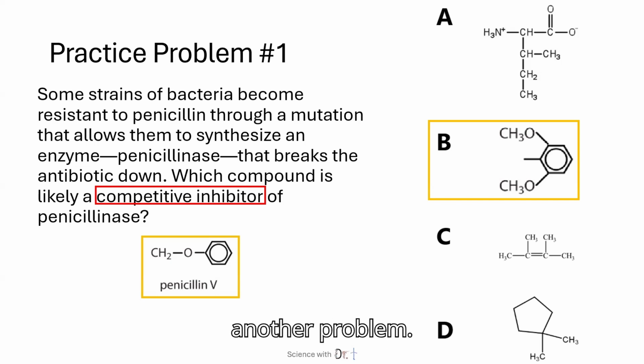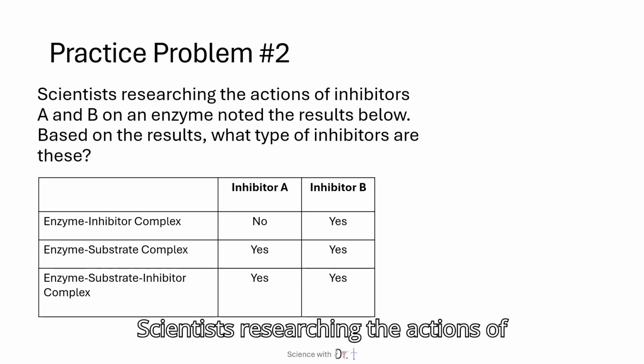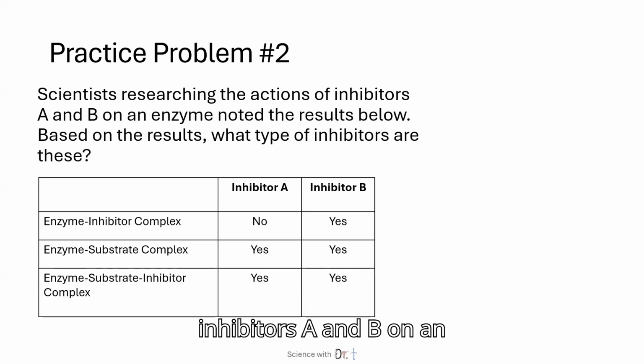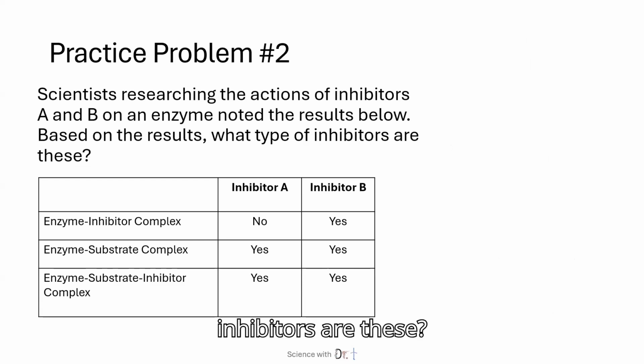Let's try another problem. Scientists researching the actions of inhibitors A and B on an enzyme noted the results below. Based on the results, what type of inhibitors are these?